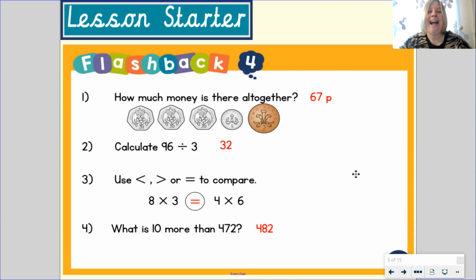For question 1, we needed to add the money together to see how much there is all together. 20p, add 20p, add 20p, add 5p, add 2p is 67p. Then we divided 96 by 3, which gives us 32. The mathematical symbol we should have used to compare the statements is equals, because 8 times 3 is 24 and 4 times 6 is 24. So the answers are equal. Question 4. What is 10 more than 472? Our answer is 482 because we have added 10.